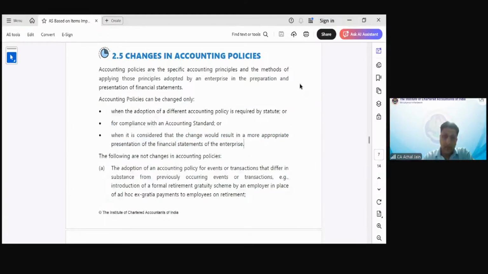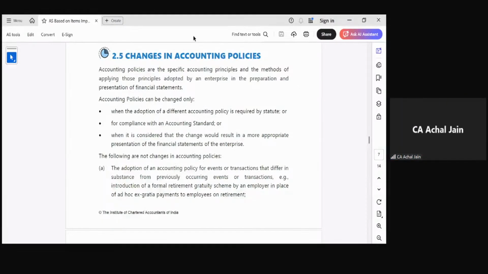So now, at times, a policy may be changed. So now we are looking at a different situation. A policy may be changed, and we may want to consider whether such a change is a change in accounting policy or not. So let's try to understand this.